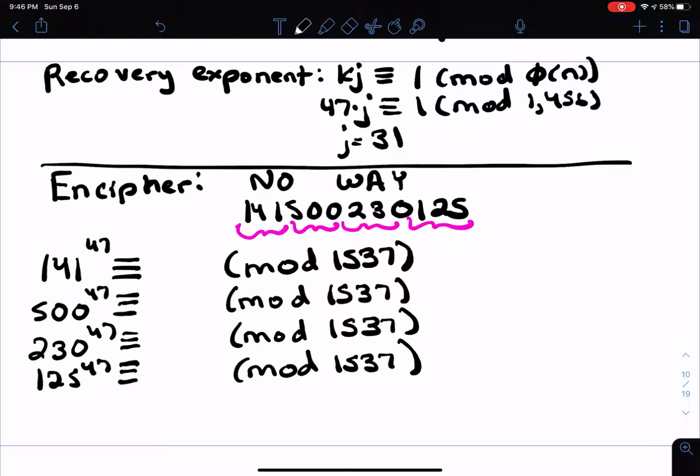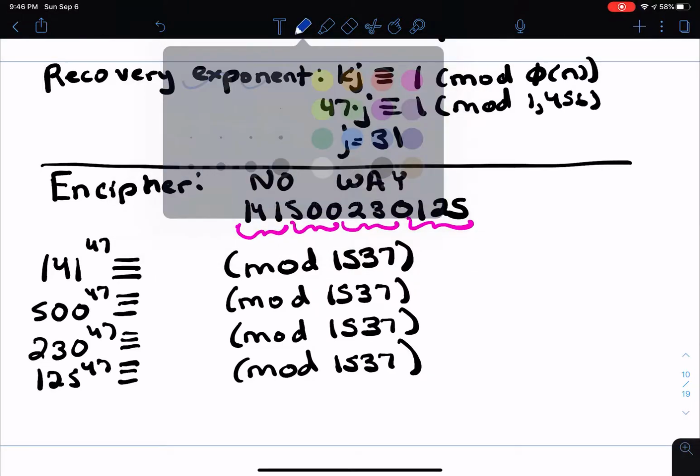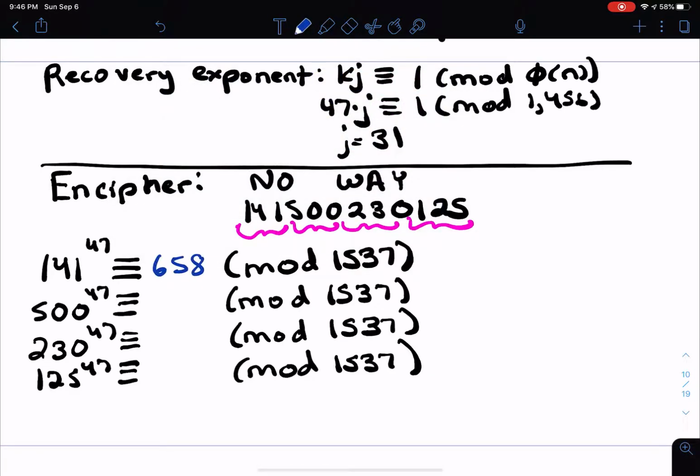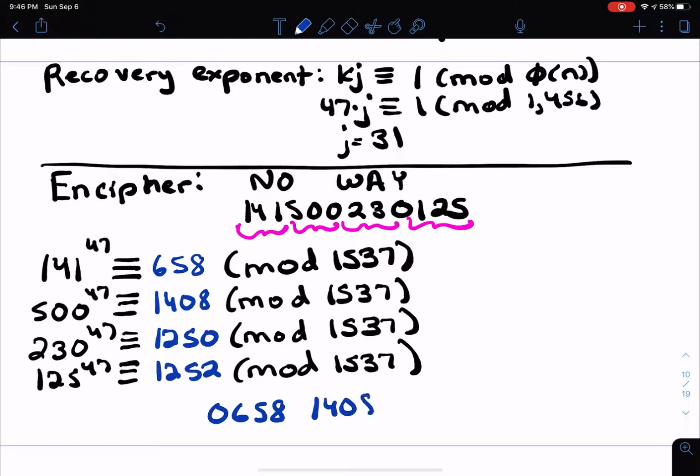But the computer system can work it out, and we'll get 658 for this one. We'll get 1408 for this one. We get 1250 for this one. And we get 1252 for that one. So then you would send 0658, 1408, 1250, 1252. So that's what you would send in order to communicate "no way," but encrypted.